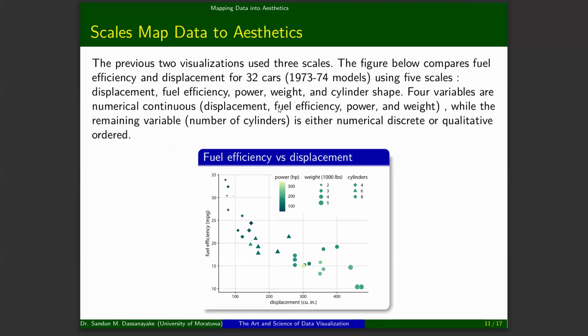Again, this visualization is about fuel efficiency versus displacement, but you can see all sorts of scales and aesthetics have been used here. You can see the position. So can you tell me what are the things that you can see in the chat? Here, what are the scales? Sorry, what are the aesthetics being used to map the values to the scales? What are the things that are being used here?